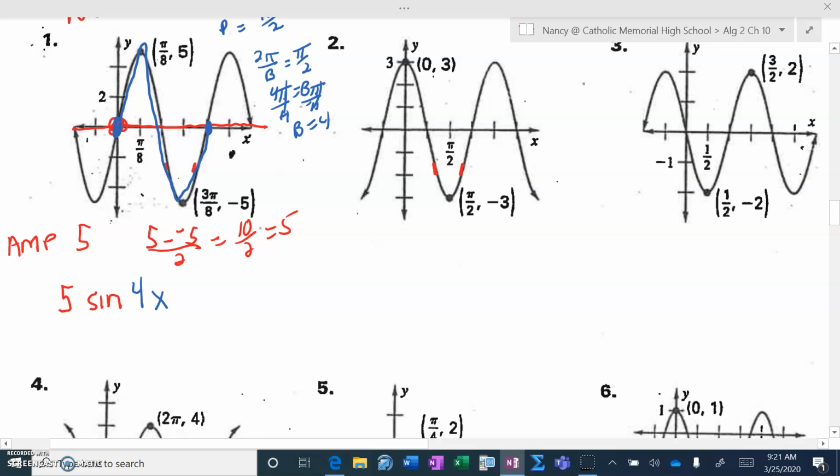And you just have to remember where you put the horizontal shift or phase shift. And that's in the parentheses with the x.